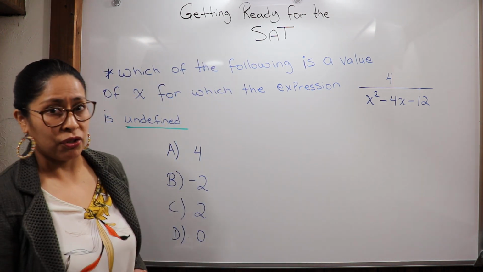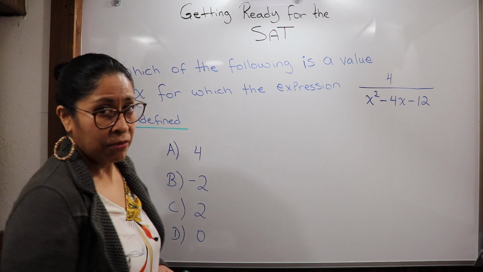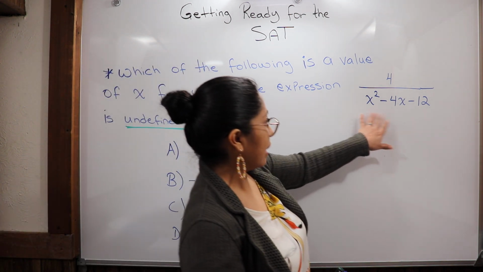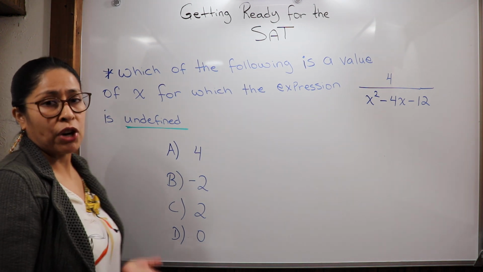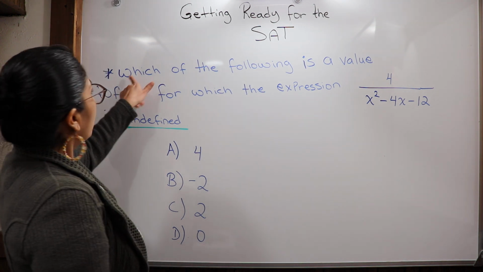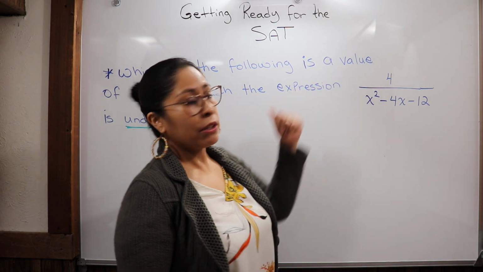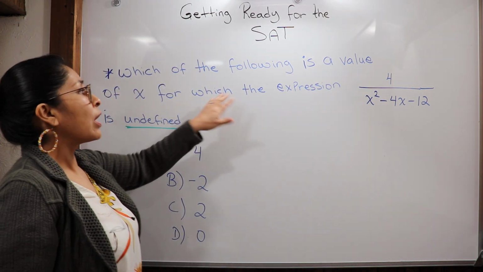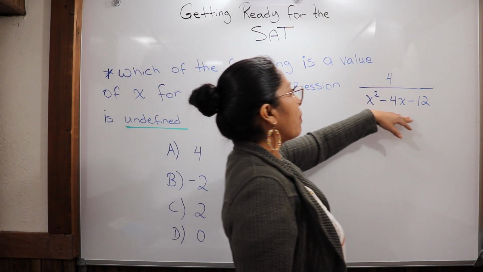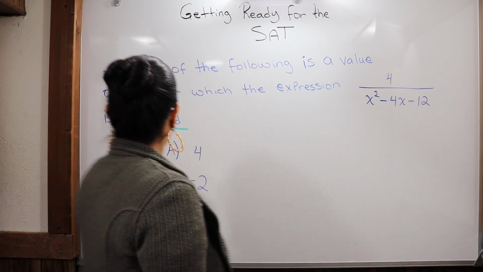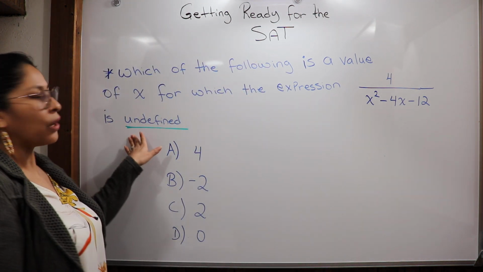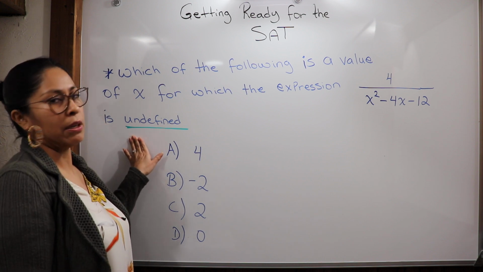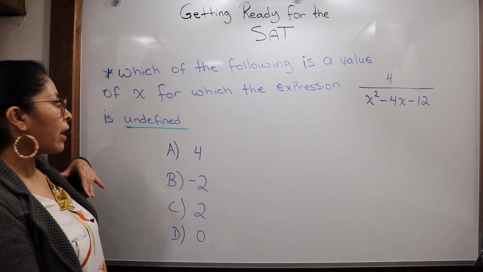Okay, so I have a fraction. Not just any fraction, but you can see that the denominator is a polynomial. And what is the question here? What I'm trying to find here. Which of the following is the value of x for which the expression 4 over x squared minus 4x minus 12 is going to be undefined? I already underlined the word undefined because that's what I'm trying to find.